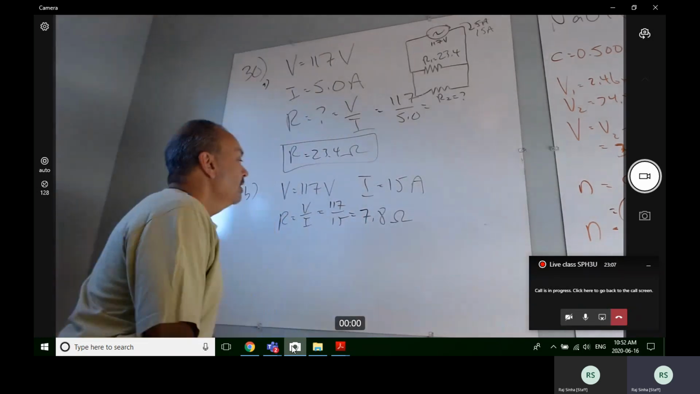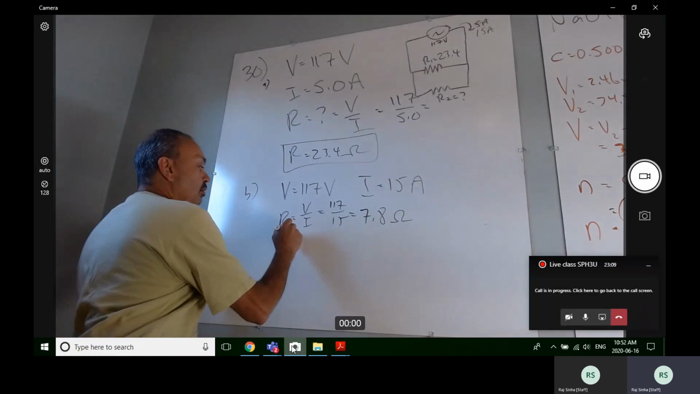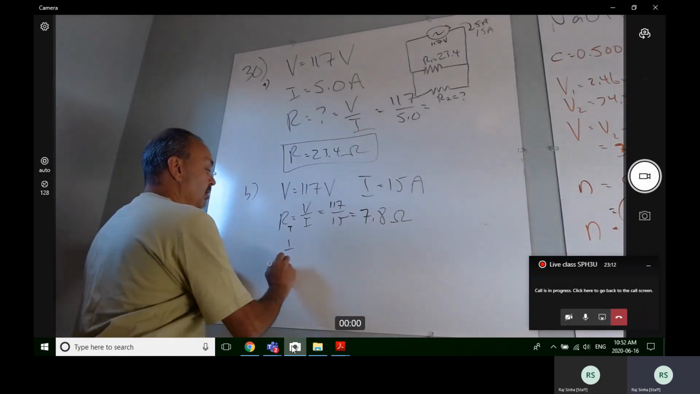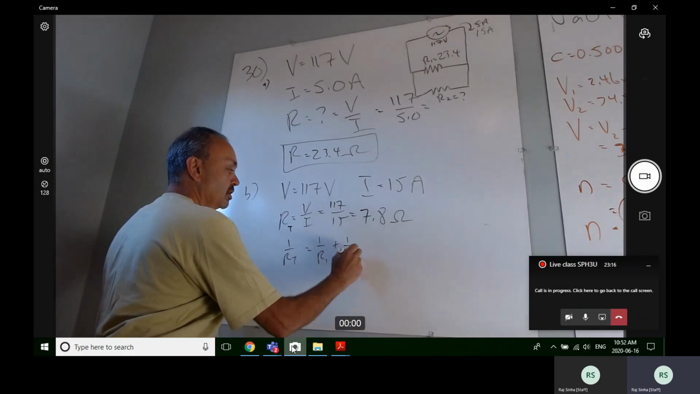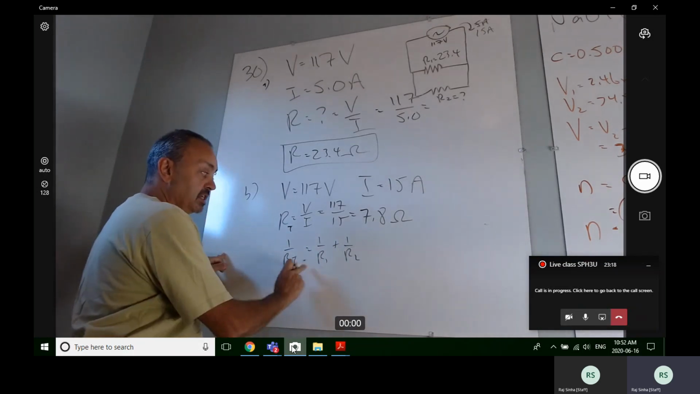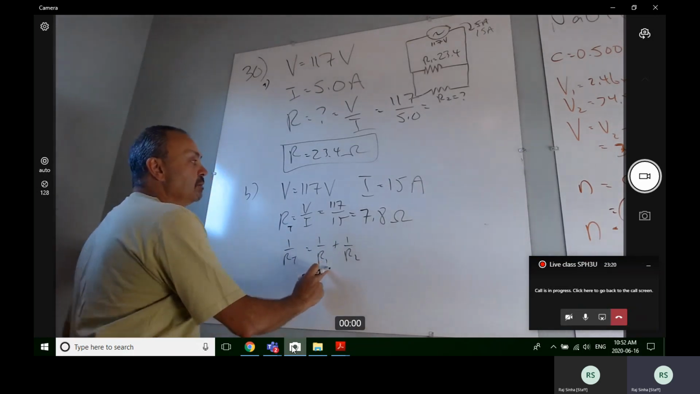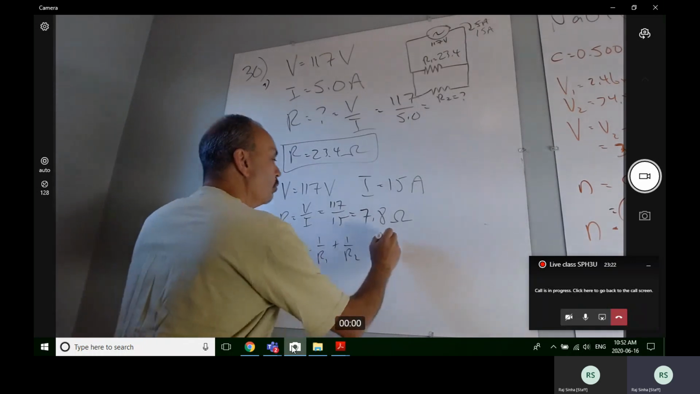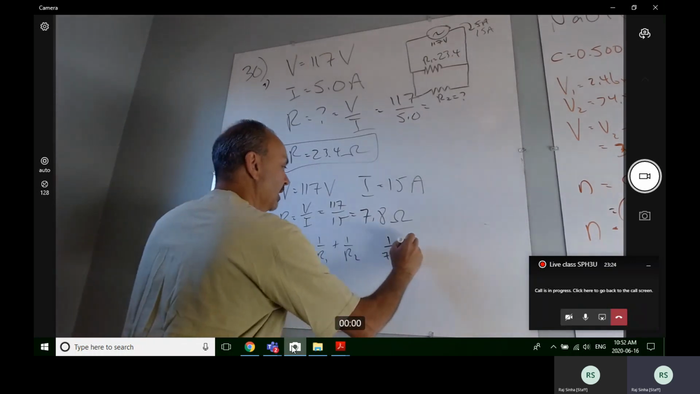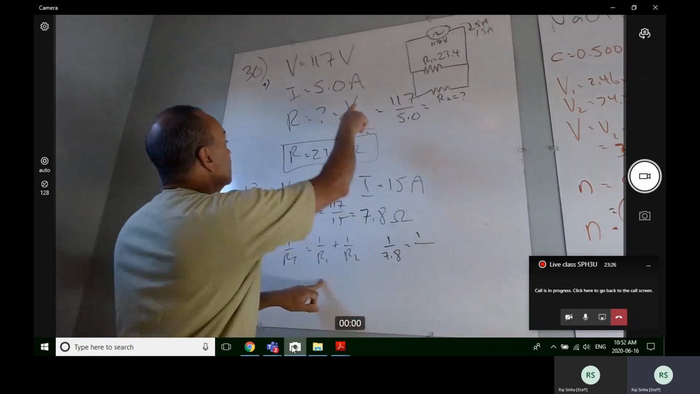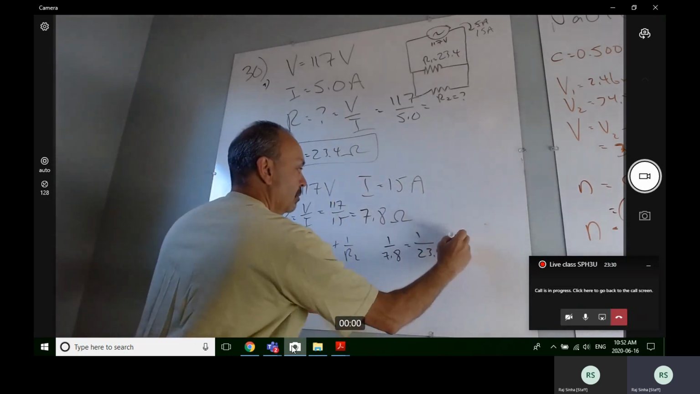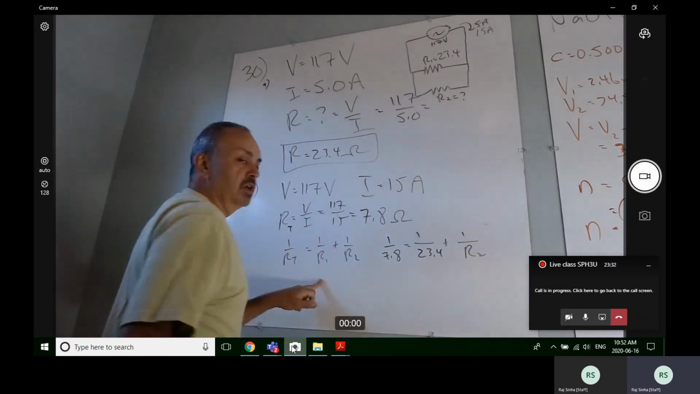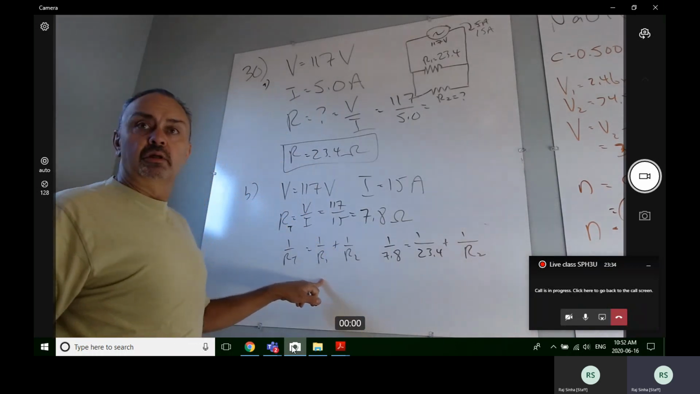But remember, this is my total resistance for the circuit. And I know that 1 over RT equals 1 over R1 plus 1 over R2. I know RT, I know R1. So I'm going to put my numbers in here. I've got 1 over 7.8 equals 1 over 23.4 plus 1 over my unknown new resistor, R2.